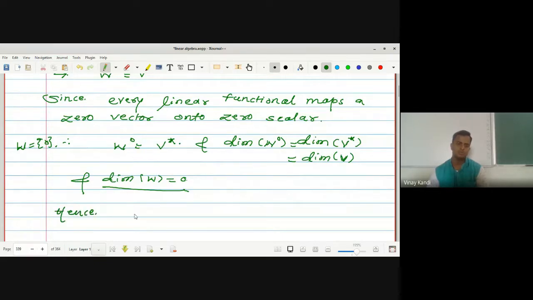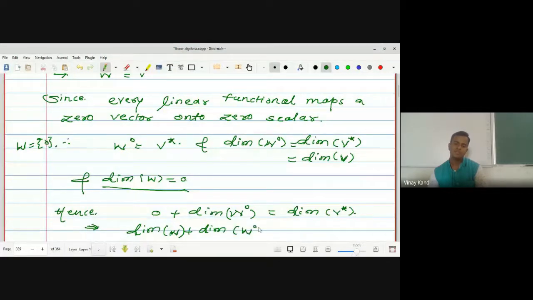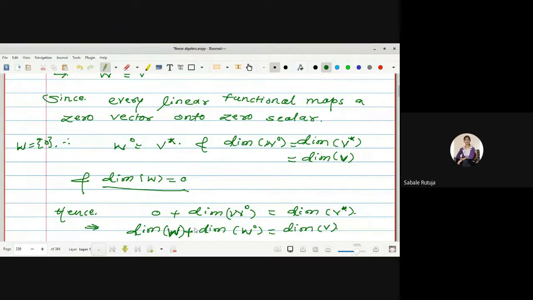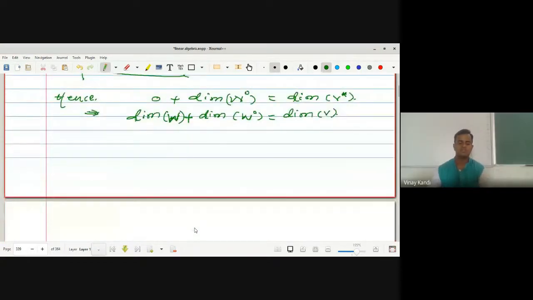Hence this is 0 plus dimension of V, since dimension of annihilator of W is equal to dimension of V star. So this implies dimension of W plus dimension of annihilator of W is equal to dimension of V star, which means V. Okay, is it correct? Yes, sir. Hence, in the first case, if W is equal to singleton 0, the result is obviously true.